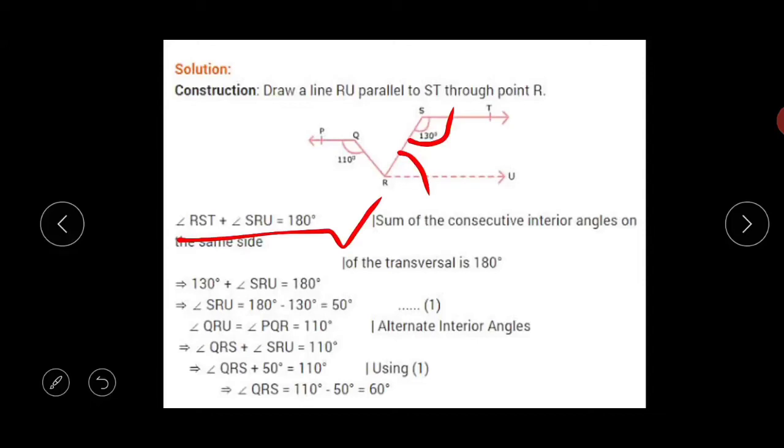Now we are putting the value of angle RST, which is given to us, 130 degree. So by putting the value of RST, we will get 130 plus angle SRU is equal to 180, and in this way you can find the value of angle SRU, which will be equivalent to 50 degree by subtracting 130 from 180. Okay, now students, we got angle SRU as 50 degree, but what we have to find? We have to find angle QRS.